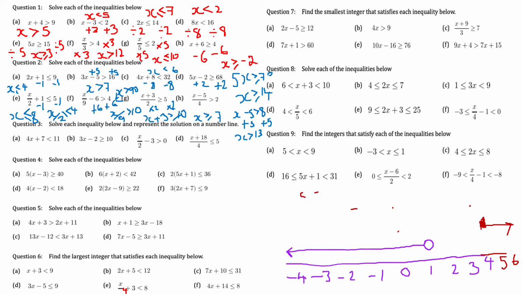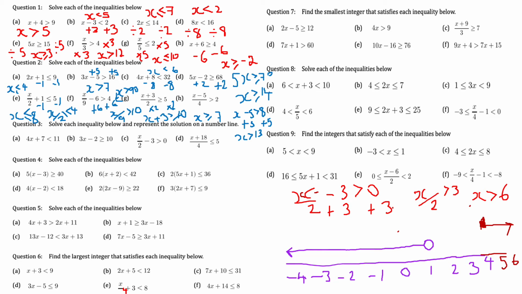For part D, we've got x over 2 minus 3 is bigger than 0. What I'm going to do first of all is add 3 to both sides. So adding 3 to both sides, x over 2 is bigger than 3. Timesing both sides by 2, we get that x is greater than 6.